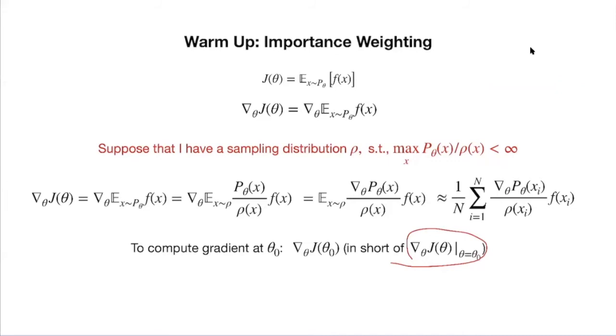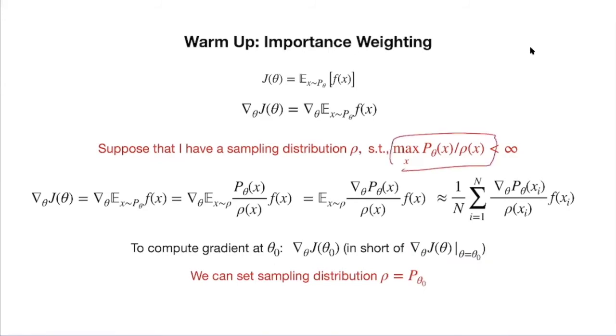Right, so imagine that we are at theta 0, and we're just interested in computing the gradient at theta 0. If you recall this importance weighting trick, we can replace rho by any distribution, as long as this property holds. So now we can just replace rho by our current parameterized distribution, right? So this is available because we are currently at theta 0.